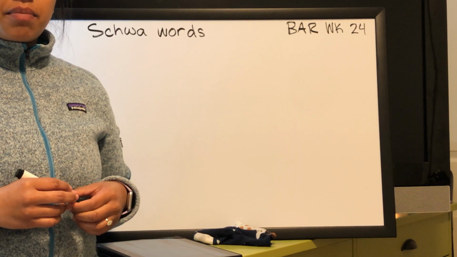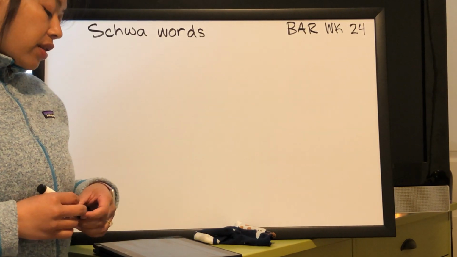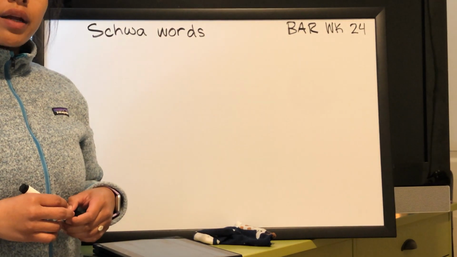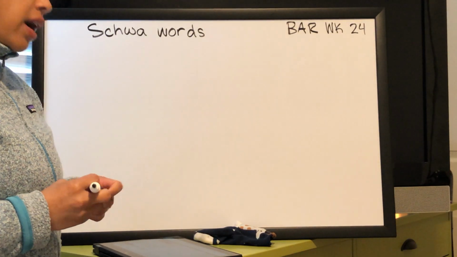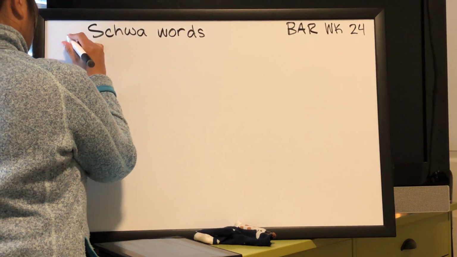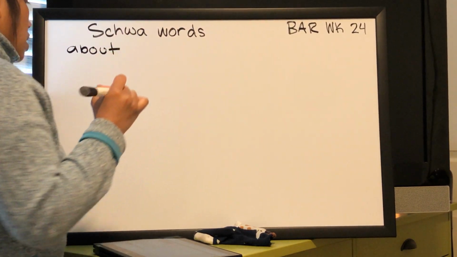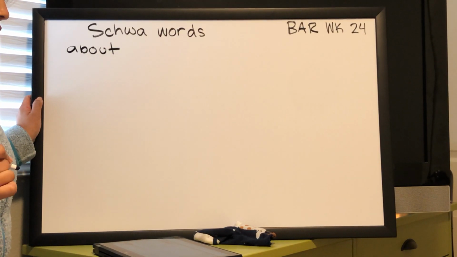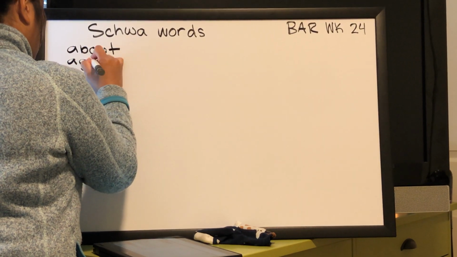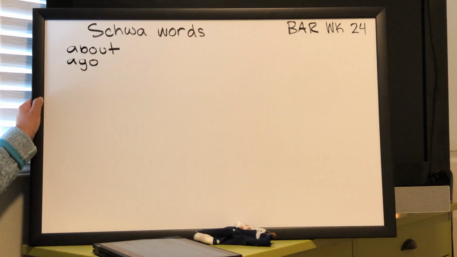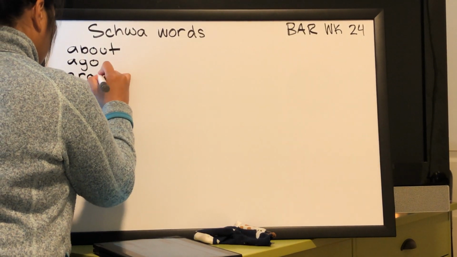Let's start with lesson number 1, schwa words. Schwa words are words that are spelt regularly but sound differently. For example, let's start with about. Okay, about. Next word is ago. The next word is around.